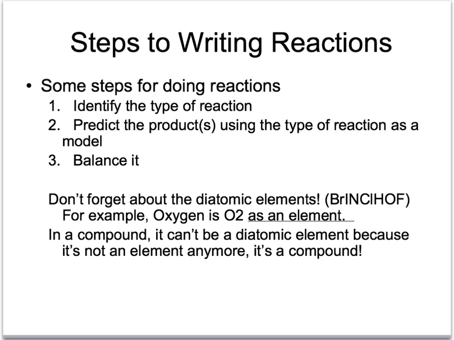Things that you need to remember carefully are the diatomic elements, so that's Hofbrinkel. For example, oxygen is one of those. So those appear as Br2, I2, N2, Cl2, H2, O2, F2. In a compound, it's not diatomic because it's not just the element anymore. It's in a compound. So in a compound, you'll have to crisscross or use nomenclature to figure out how many of those particular atoms you have present.